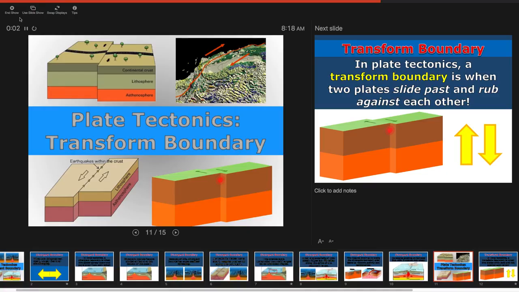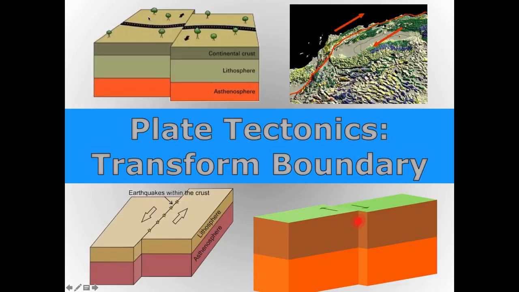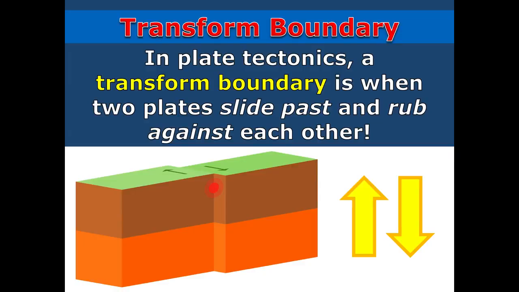Okay, continuing on, we have three boundary types. We have convergent, which comes together, divergent, which moves apart, and transform boundary, which slides side by side and is the biggest culprit, if you will, for creating magnificent earthquakes. So let's find out more about transform boundaries.